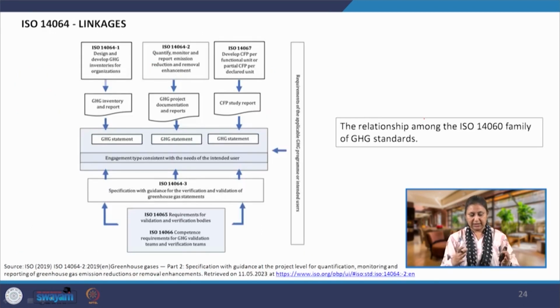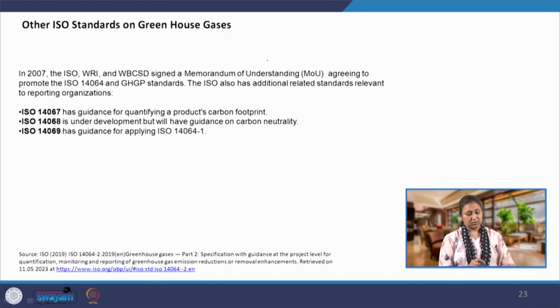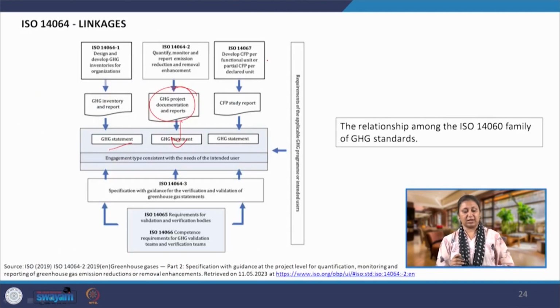Now, all these are linked. If we look at 14064, it helps in preparing the GHG inventory and the report, and it will lead us to a GHG statement. If we look at 14064 part 2, which is helping document the GHG projects and reports, it will again give us a GHG statement. If we look at 14067, which we just looked at, which is helping quantify the product's carbon footprint, there also we will come to a GHG statement.